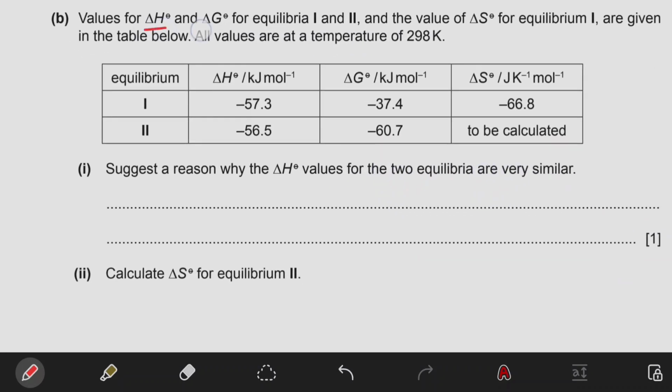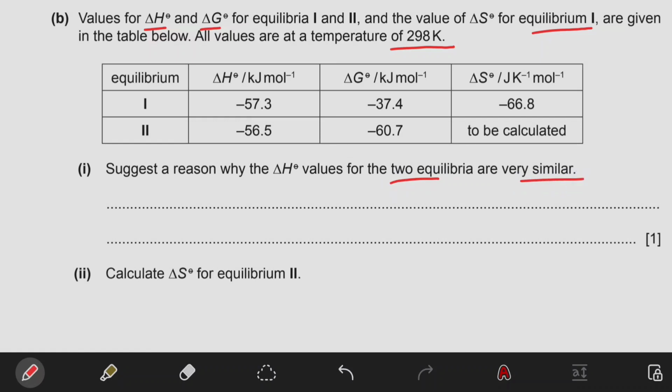Values for enthalpy change and Gibbs free energy for equilibria 1 and 2, and the values for entropy change for equilibrium 1 are given in the table below. All values are at a temperature of 298 Kelvin. Suggest a reason why the enthalpy change values for the two equilibria are very similar.